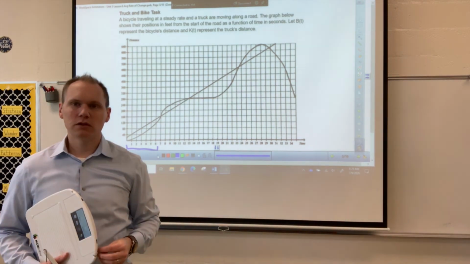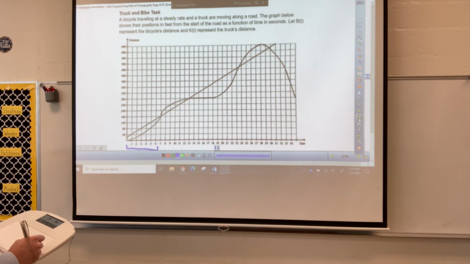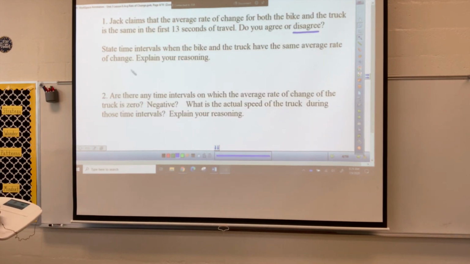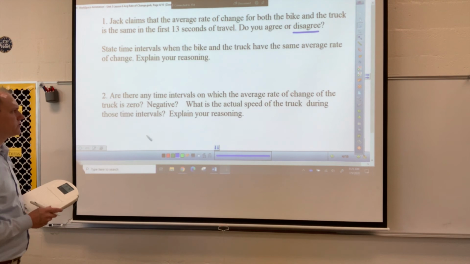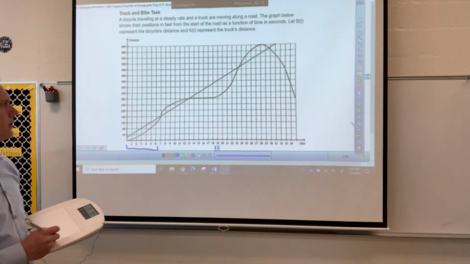So you can see that there are a number of different cases in which that would happen. All right, let's go ahead and go on to number 2 here. Are there any time intervals on which the average rate of change of the truck is 0 or negative? What's the actual speed of the truck during that time interval? So explain your reasoning. So let's go back here and look.